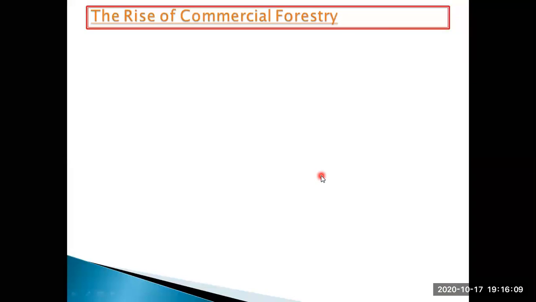So those were all the images. Now let us see how they began commercial forestry, meaning they were using the forest for commercial purposes, for trading, for earning purposes only. So let us see how it arose.